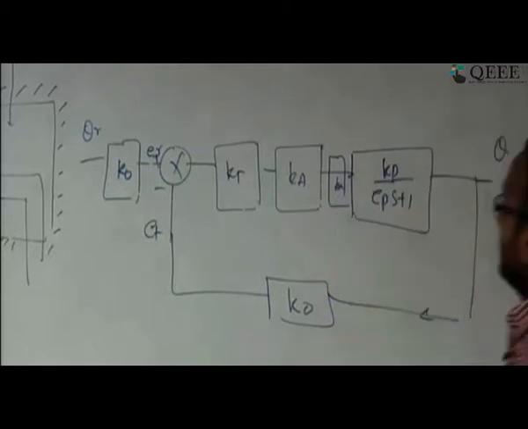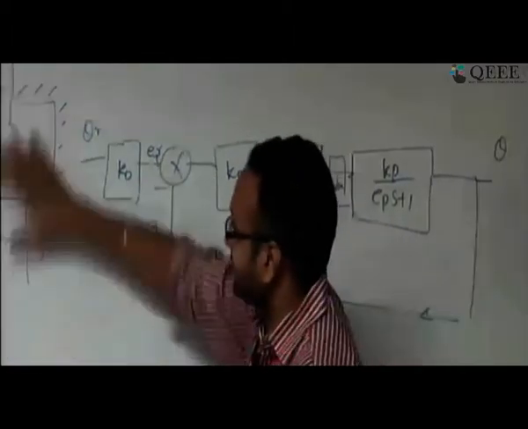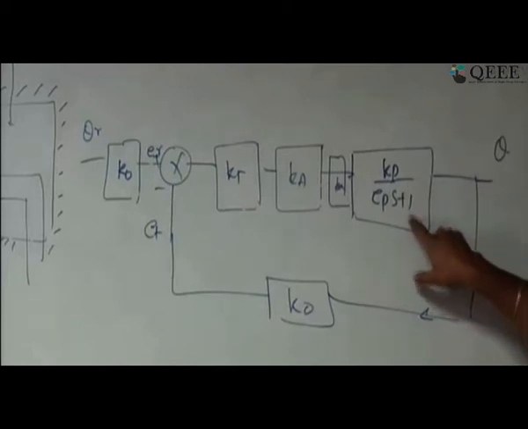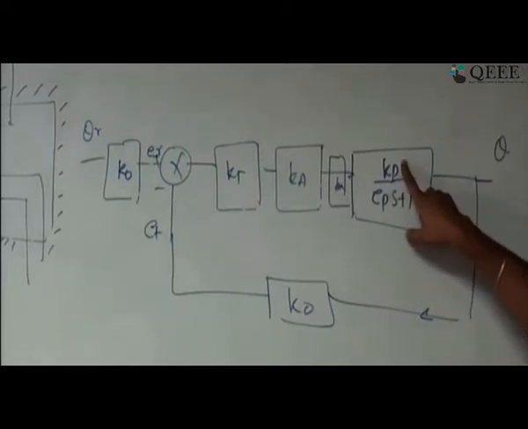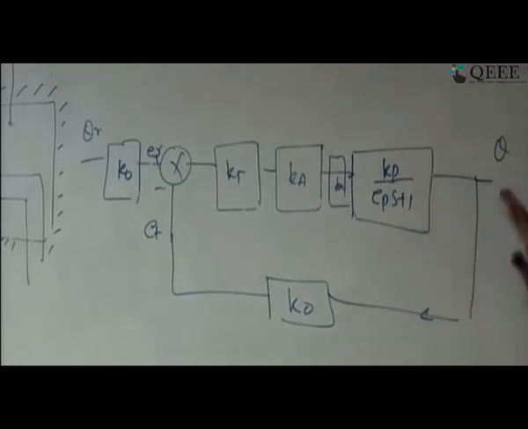Once the valve position is controlled, it will feed to this part, and in this entire system the input is that, and the output is the temperature, generated by a first order system Kp by tau p s plus 1, where Kp is the system gain and tau p is the time constant. Okay, so this is what I have represented.